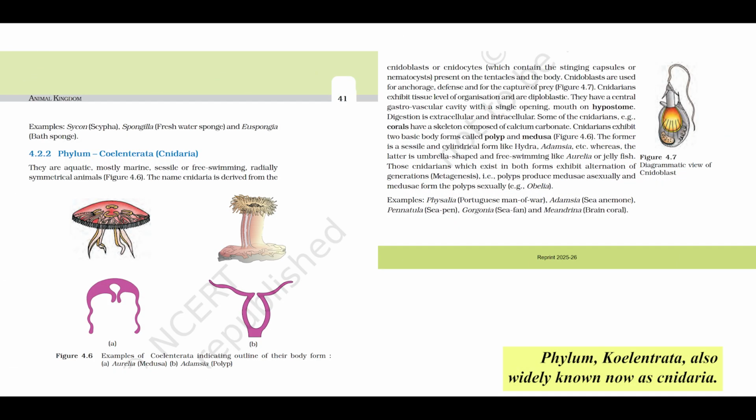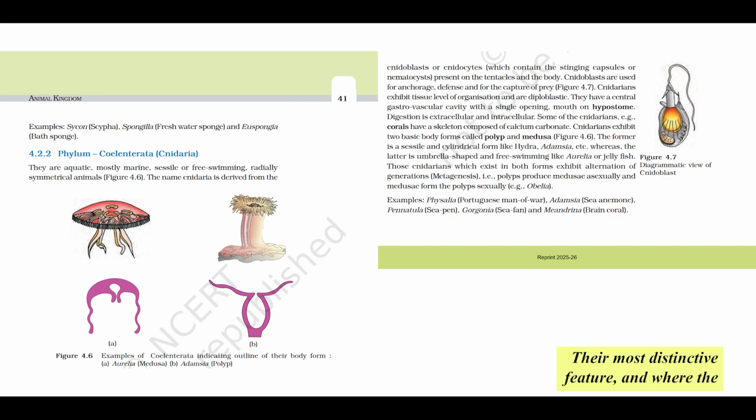Yes. Phylum Coelenterata, also widely known now as Cnidaria. These are aquatic, predominantly marine animals. They can be either sessile, like sea anemones or corals, or free-swimming, like jellyfish. They are radially symmetrical and diploblastic, remember, 2 germ layers, and they have the tissue level of organization. And a most distinctive feature. The stinging cells. Right. Exactly.